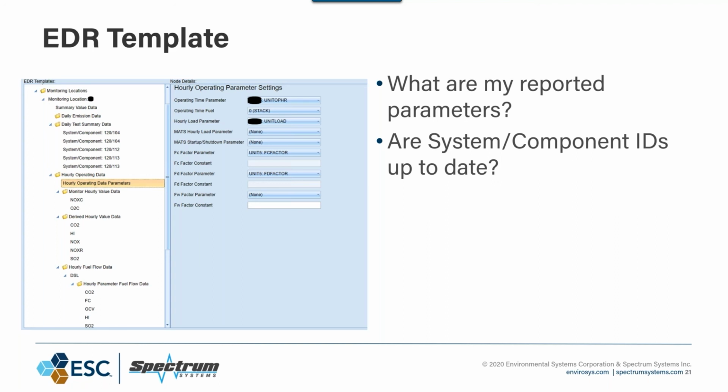If you filter to the side and open up the EDR template, you'll be able to select your hourly operating values and your derived hourly values, along with your summary values, and it'll tell you what your time online parameter is, if your MATS is affected, what your SC factor is, and again your derived hourly value. So all of these are really important. This is really good guidance just to tell you exactly what parameters are being reported.